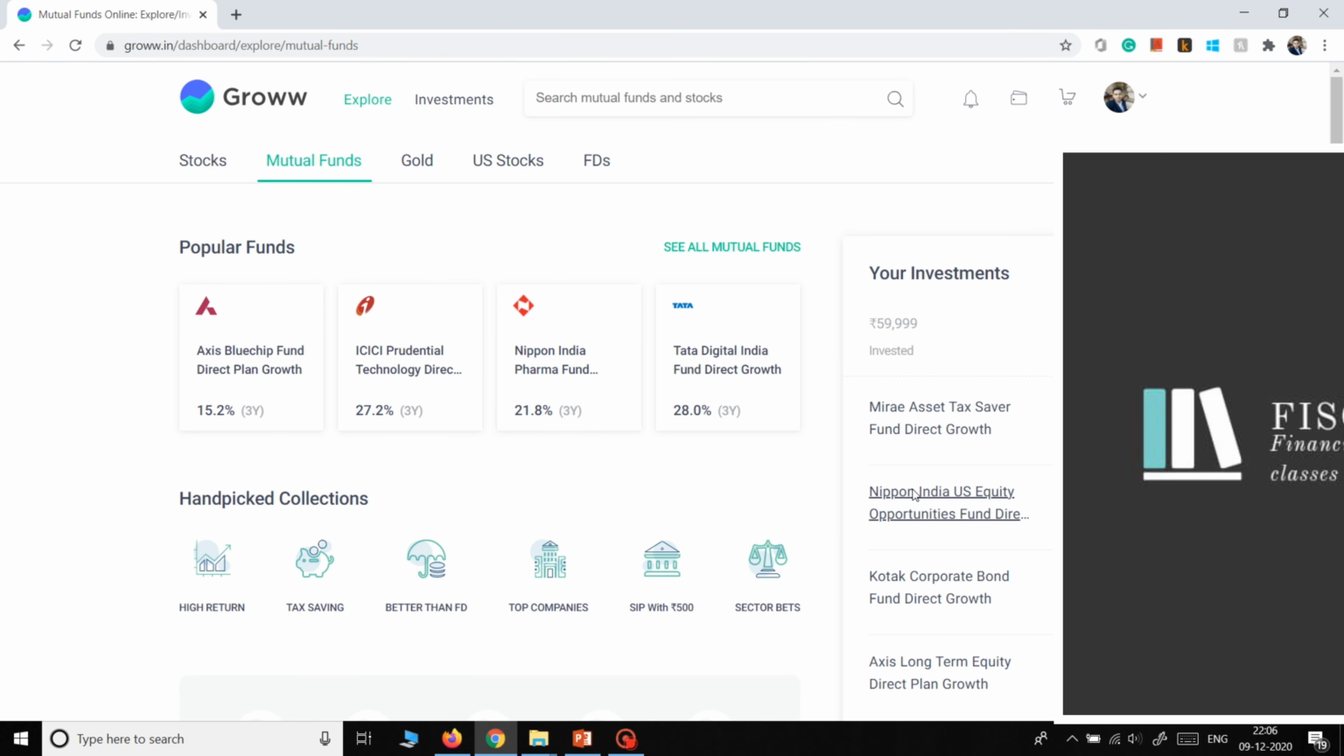Here you can see that there are mutual funds of Axis, ICICI, Nippon, and many other companies. There are a lot of investment opportunities you can see here. So that's the reason why I said you should invest through these platforms.